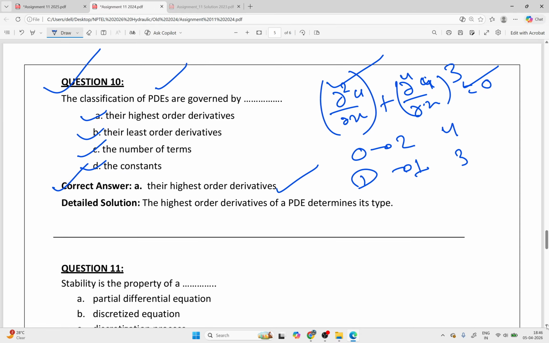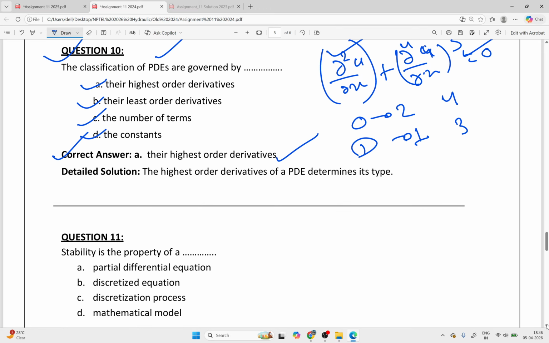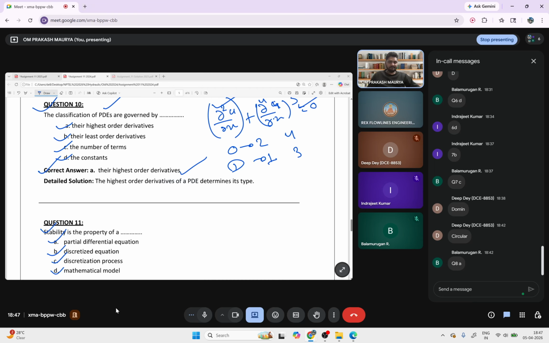Question number 11. The stability is a property of a partial differential equation, discretized equation, discretization process, or mathematical modeling. The stability is the property of which? Just try to write your answer, please.